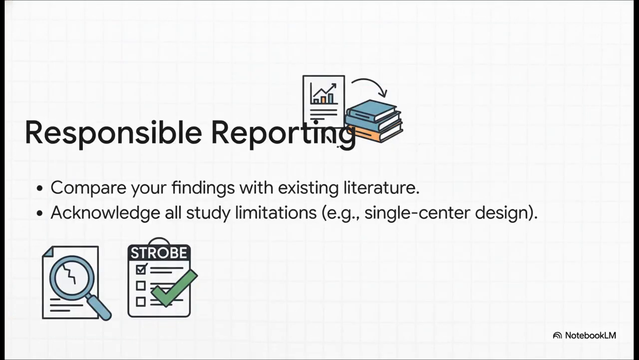Observational studies are amazing for finding these links, these associations, but they can't prove that one thing caused another. And being a great researcher means being humble and transparent. You have to ask, how do my findings fit into the bigger picture? What were the weaknesses of my own study? Talking about your limitations isn't a sign of failure. It's a sign of scientific integrity. And using reporting guidelines like STROBE just makes sure you're telling the whole story, warts and all.